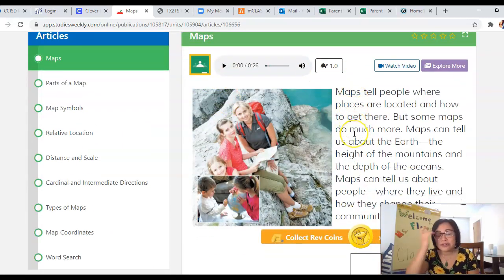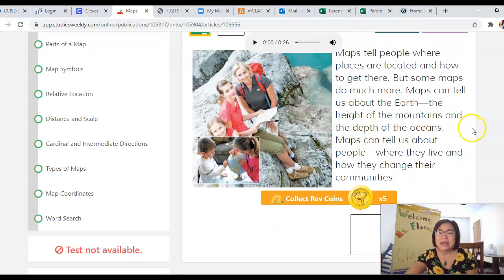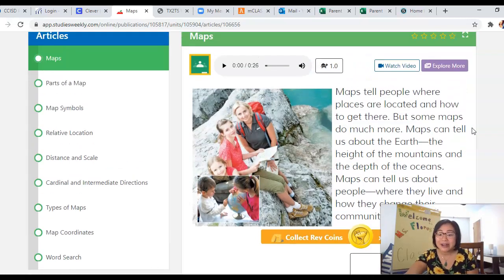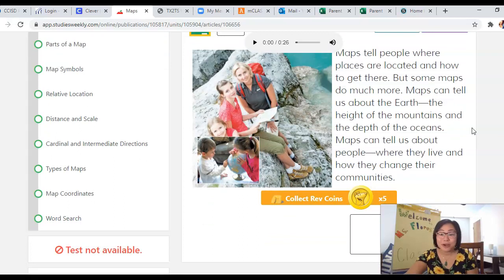Remember, if you're on Clever, you can have it read to you, or you can read it out loud by yourselves. Miss Flores is going to read it so that I can pause and talk about the important things. Maps. Maps tell people where places are located and how to get there. But some maps do much more. Maps can tell us about the earth, the height of the mountains, the depth of the oceans. Maps can tell us about people, where they live, and how they change their communities.